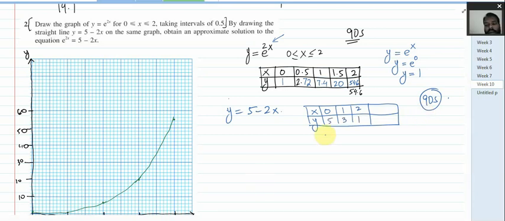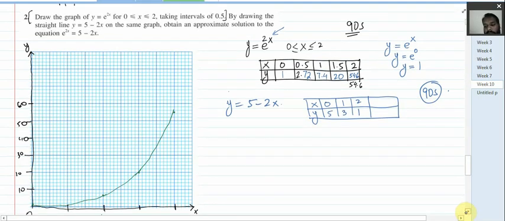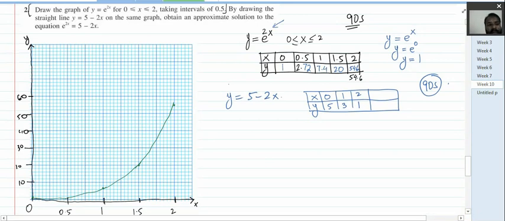Alright, so I hope that you are getting the same values, and now I will plot the points here. So when x is 0, y is 5. I'm using a red pen to highlight the coordinates of this line here. After that, when x is 1, y is 3. And when x is 2, y is 1.